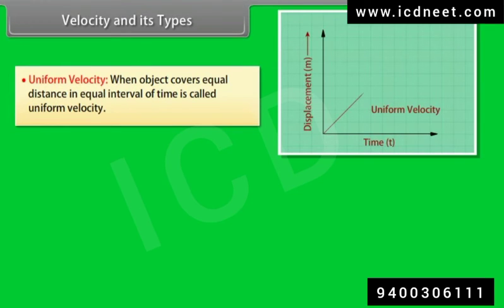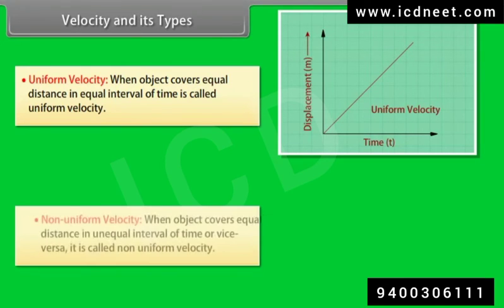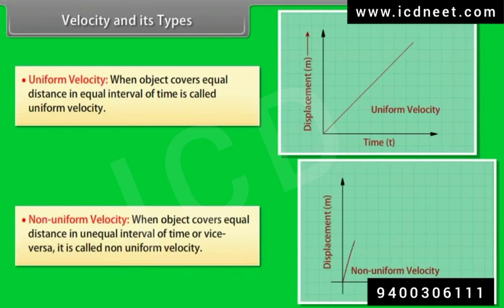Uniform velocity. When an object covers equal distances in equal intervals of time, it is called uniform velocity. Non-uniform velocity. When an object covers equal distances in unequal intervals of time or vice versa, it is called non-uniform velocity.